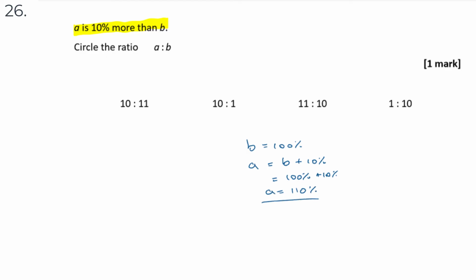So A is 110% and B is 100%. Then the ratio of A to B is going to be 110 to 100. I'm just going to divide both of those by 10 to simplify it down a little bit, and I get 11 to 10. So that is the ratio of A to B, 11 to 10. It's going to be that one there.